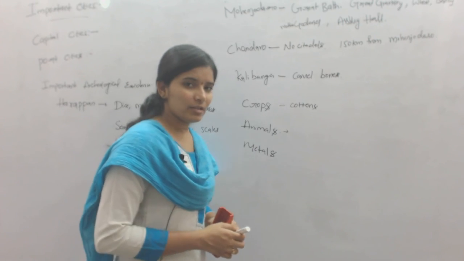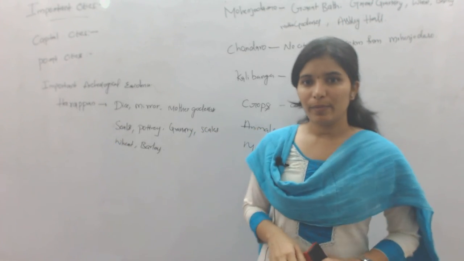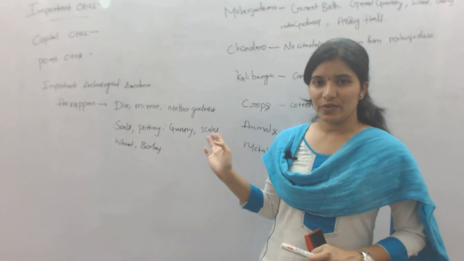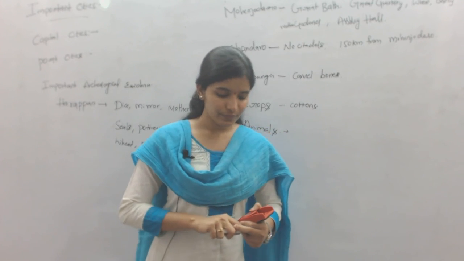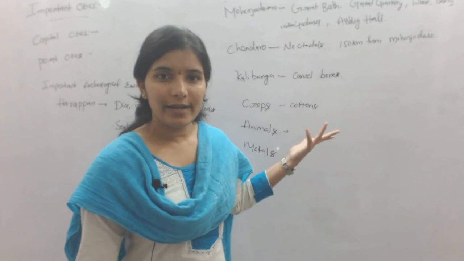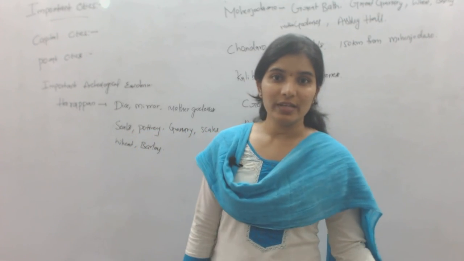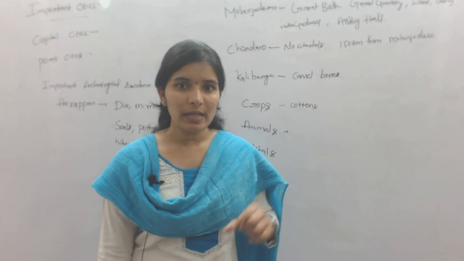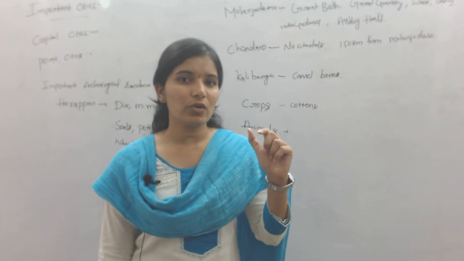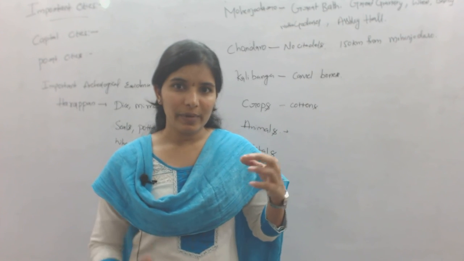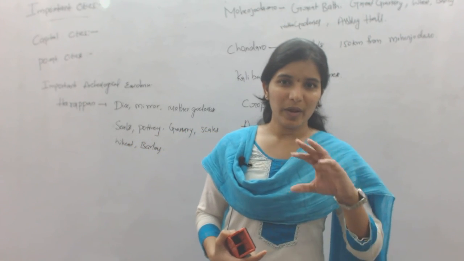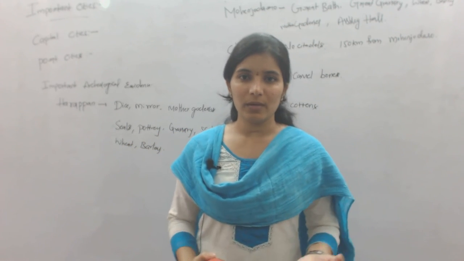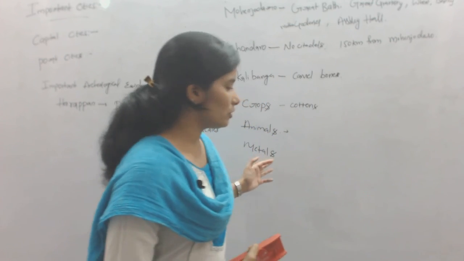So metals were also known by the Indus Valley people. Like bronze, I said bronze was very famous in the Indus Valley civilization. With bronze they got tin, lead, gold, and silver, also known by the Indus Valley people. Some types of beads were also found in the Indus Valley. They used to wear those beads on the neck, made by mixing gold and some other metals.